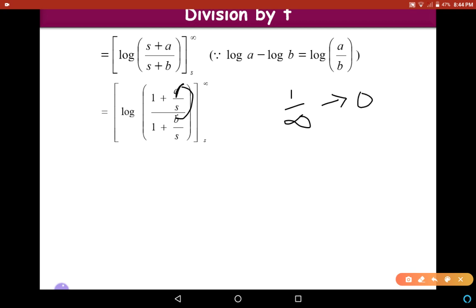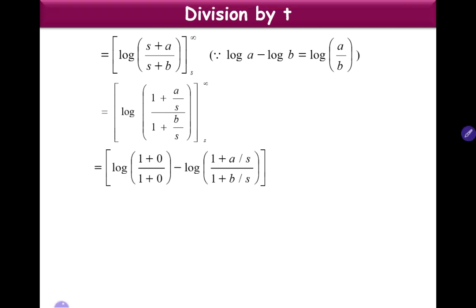Therefore, this term becomes 0. Similarly, in the denominator also b by s becomes 0. So now we can apply the limits. Now applying upper limit infinity, log of 1 plus a by infinity, that is 1 plus 0, by 1 plus b by infinity, that is 0, minus, and the lower limit is s. So in place of s, again we just write s.